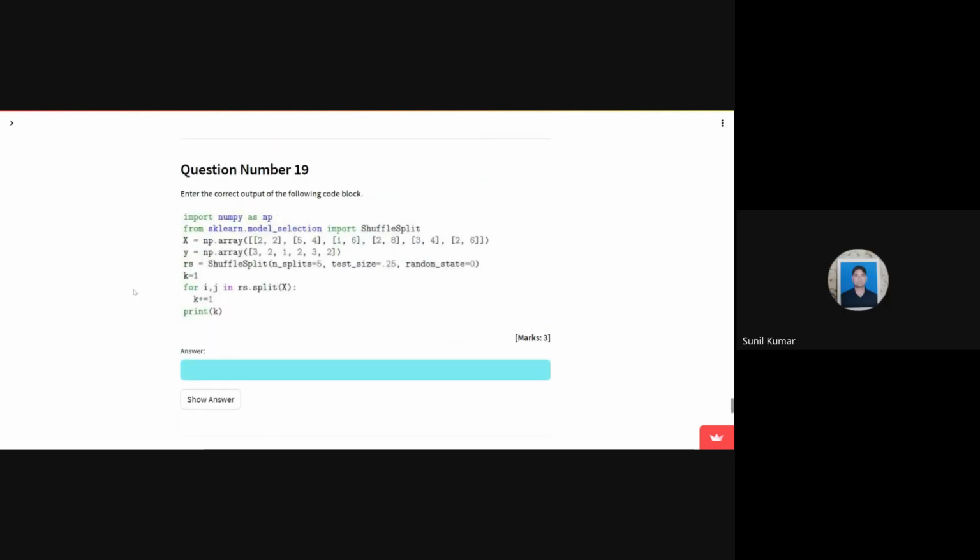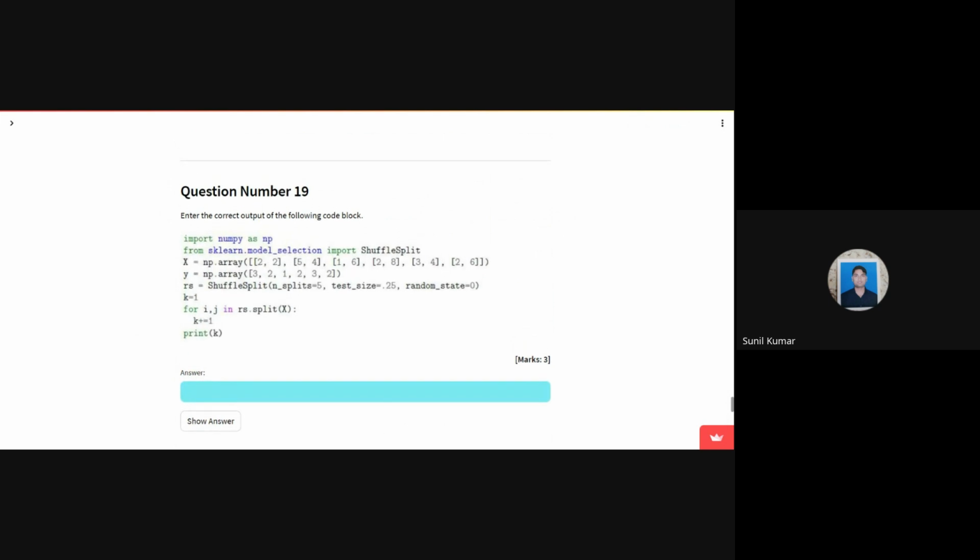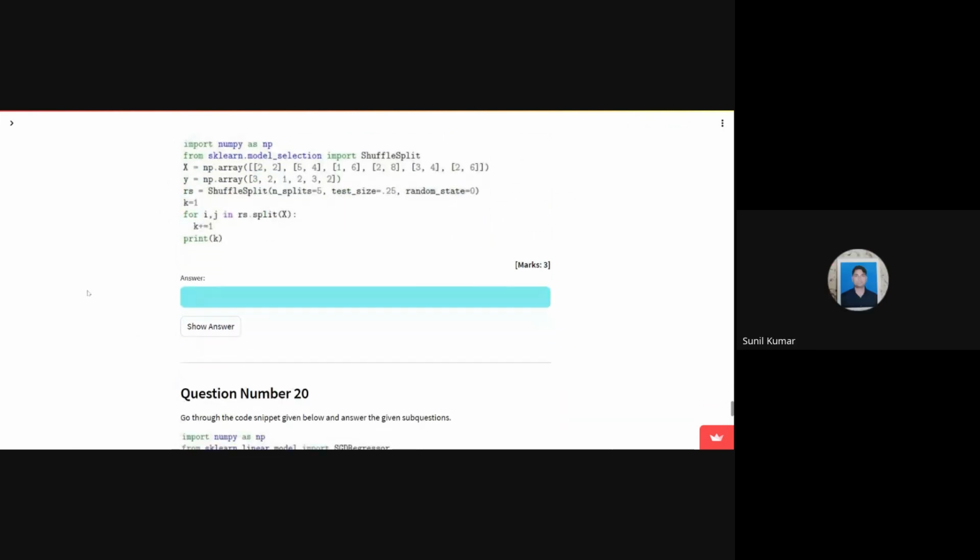Ma'am, one question over here. If we initiate k equals 0, in that case, the number of splits is 5, so the answer will be 5, right? The answer will be 5. Okay. Yeah.